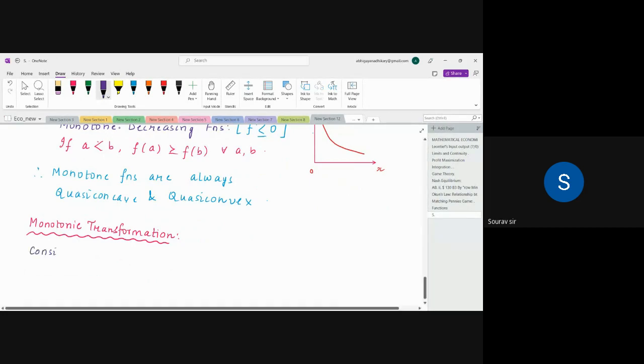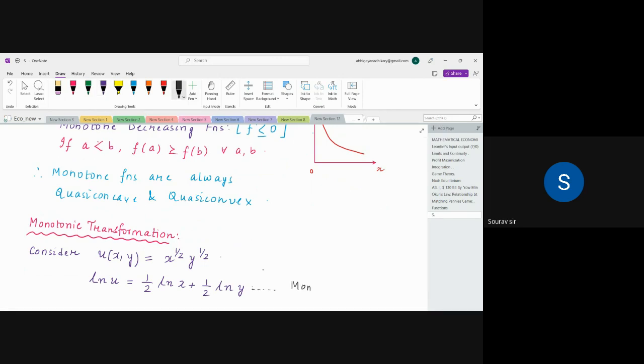Consider, let's say, the utility function, something like this. x to the power half, y to the power half. The Cobb-Douglas function. If I take the log of this utility function, what would we get? Half of log x plus half of log y. Correct. This function is a monotonic transformation of u.